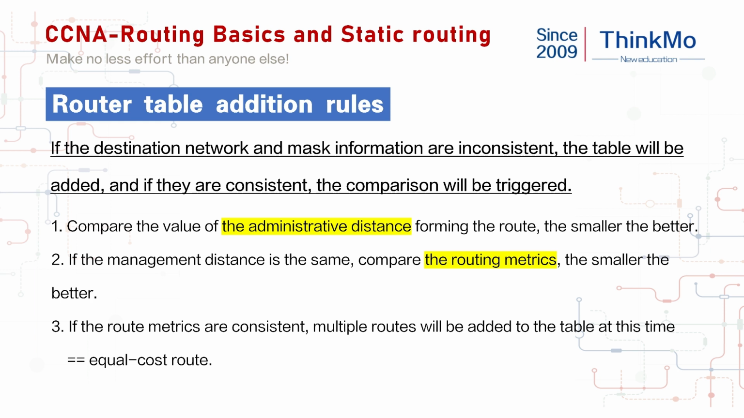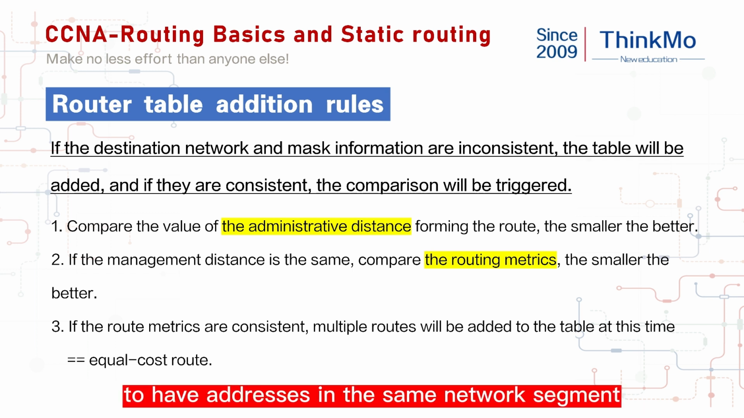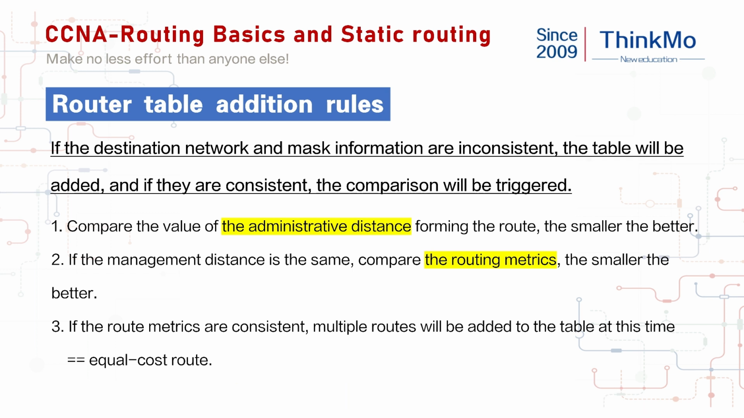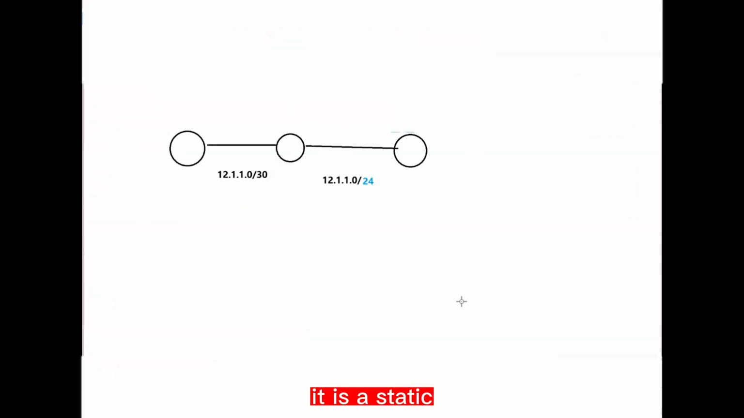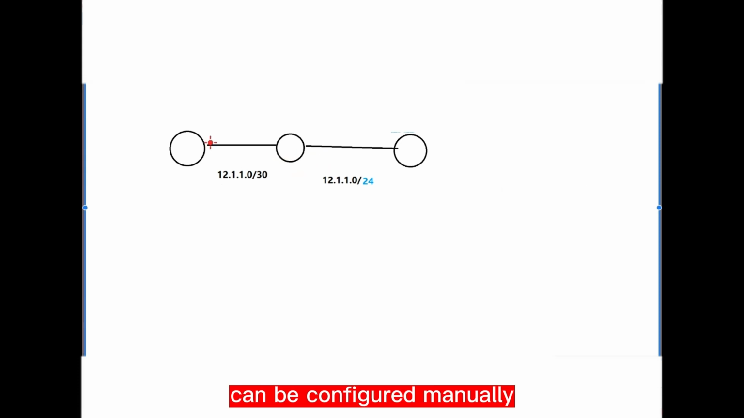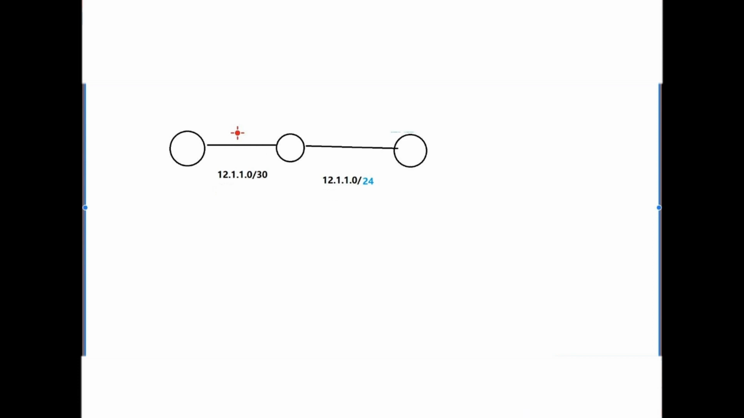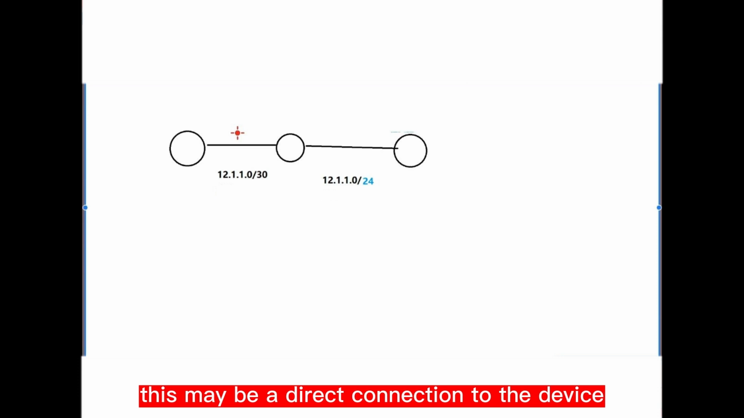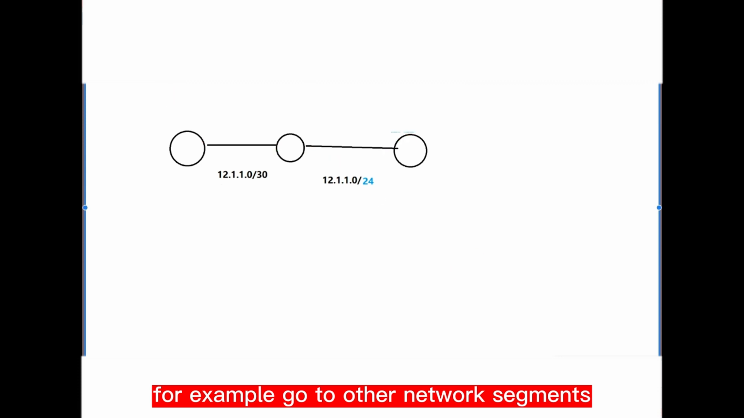That is, under the two interfaces of the router, it is impossible to have addresses in the same network segment. It cannot be both directly connected. So our drawing is also very rigorous. It is a static route, which can be configured manually. We can guide the flow. The original data arrives at the destination network segment. This may be a directly connected device, but we can then do some bootstrapping, for example, go to other network segments.